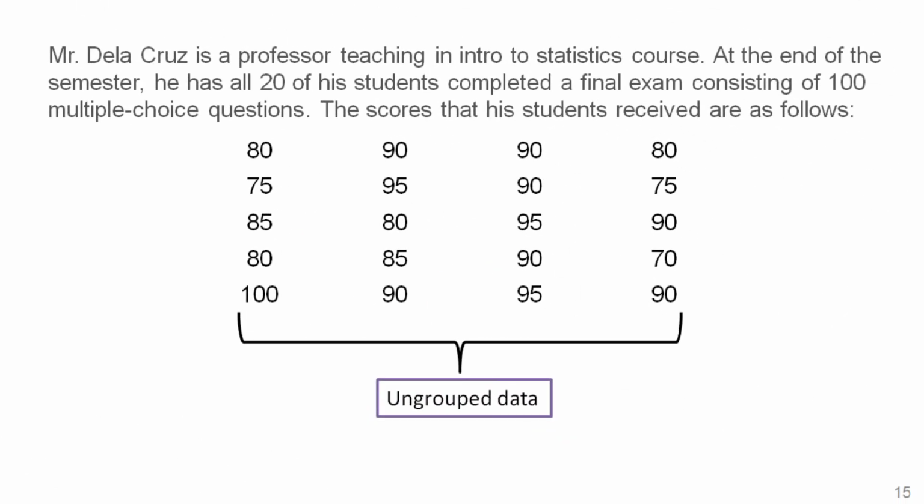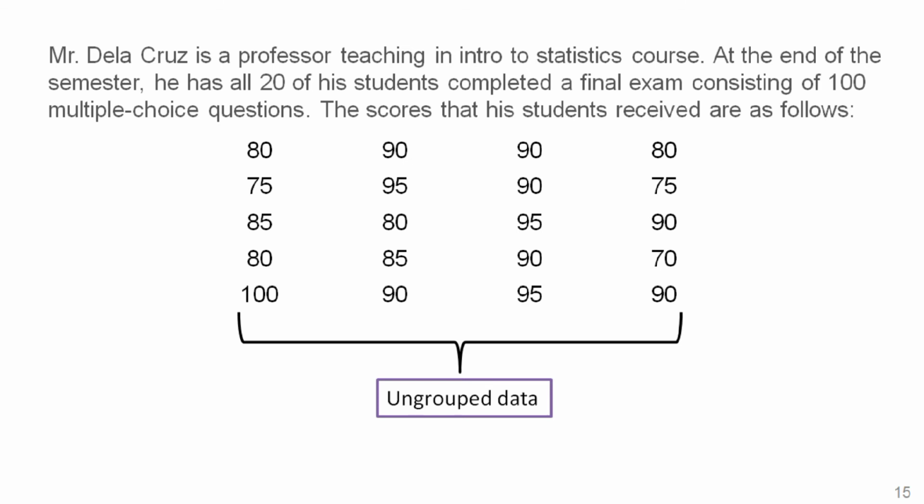Mr. De La Cruz is a professor teaching in an Intro to Statistics course. At the end of the semester, all of his 20 students completed a final exam consisting of 100 multiple choice questions. The scores that his students received are as follows: 80, 75, 85, 80, 100, 90, 95, 80, 85, 90, 90, 90, 95, 90, 95, 80, 75, 90, 70, and 90.